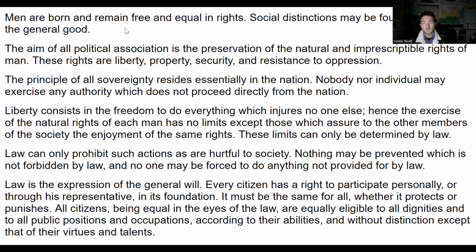Liberty consists in the freedom to do everything which injures no one else. Hence, the exercise of the natural rights of each man has no limits except those which assure to the other members of the society the enjoyment of the same rights. These limits can only be determined by law, not by some decree from a king, right? Law can only prohibit such actions as are hurtful to society. Nothing may be prevented which is not forbidden by law, and no one may be forced to do anything not provided for by law.